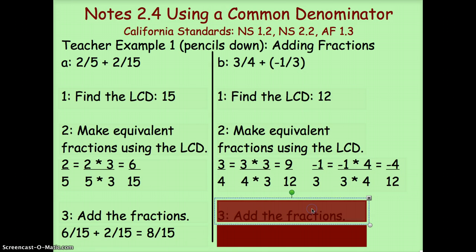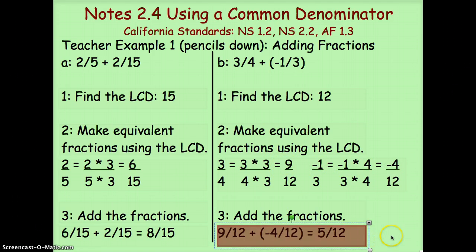Okay, lastly we add the fractions. 9 plus -4. I'm adding a positive and a negative, so I'm secretly subtracting. And 9 minus 4 is going to be 5. It will still be positive because 9 has the greater absolute value. And my final answer is 5/12.